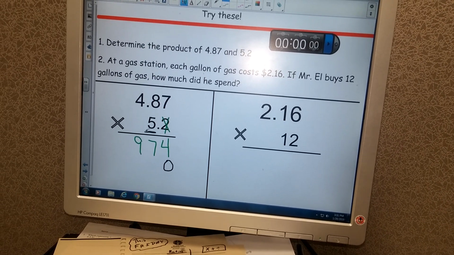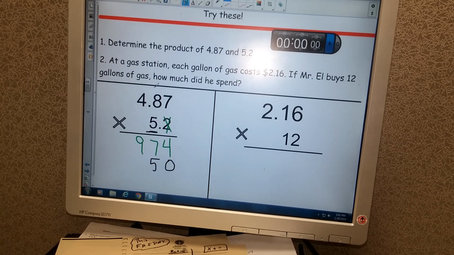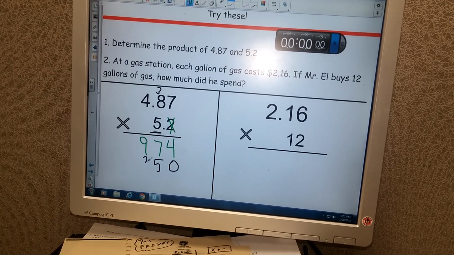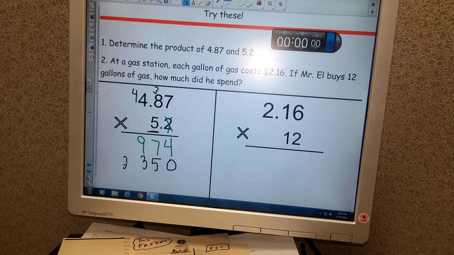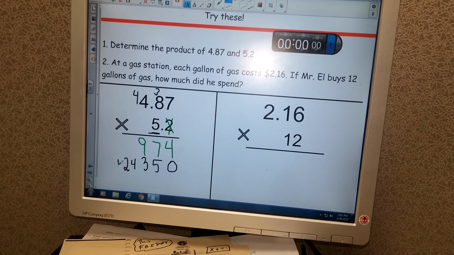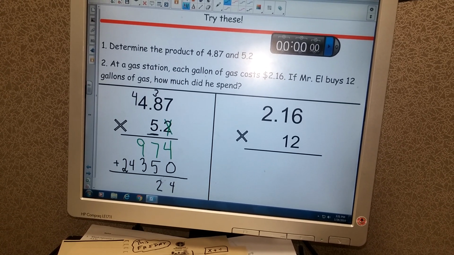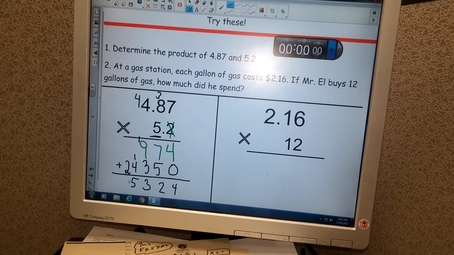Now I'm going to multiply my 5 by everything. 5 times 7 is 35. Write my 5, carry my 3. 5 times 8 is 40, plus 3 is 43. 5 times 4 is 20, plus 4 is 24. Now I'm going to add my partial products. 4, 12, carry my 1, 13, 5, 2.